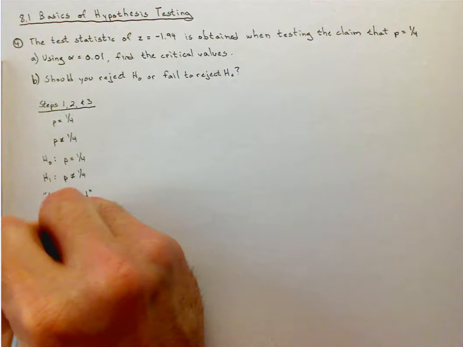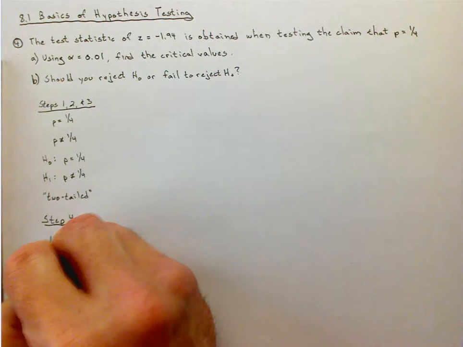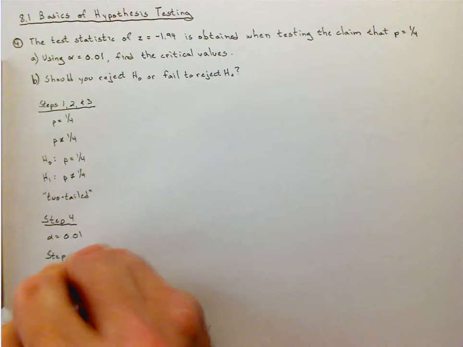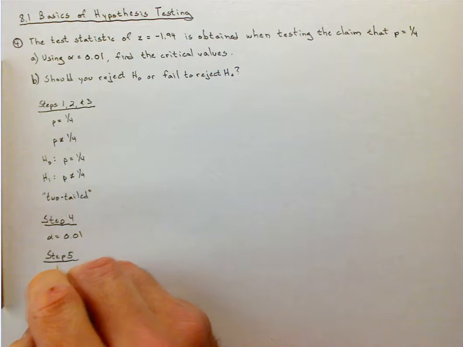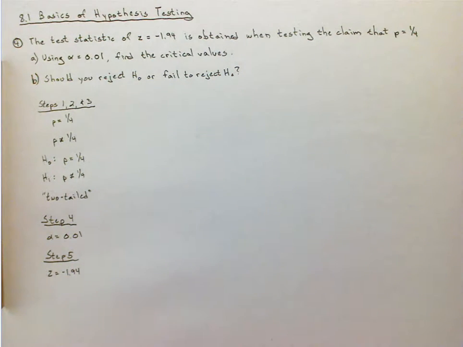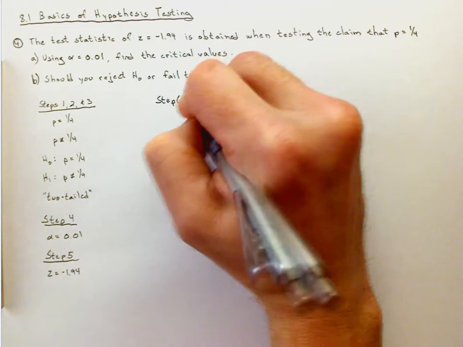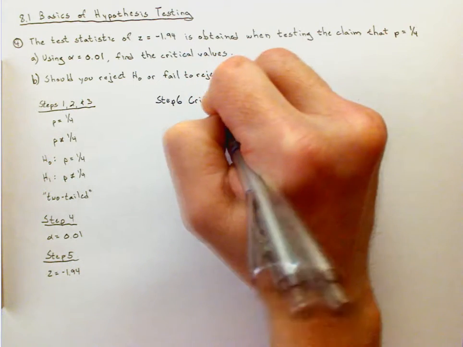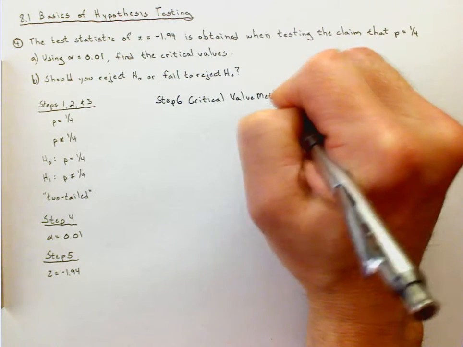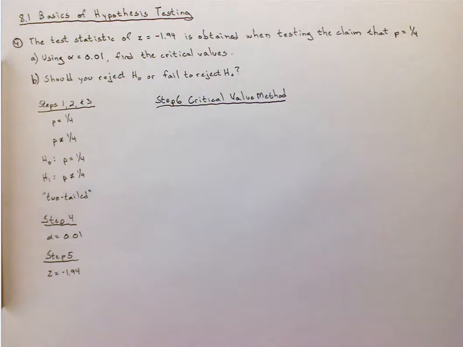That's steps 1, 2, and 3. Step 4 deals with significance. My significance level was 0.01. Step 5 deals with identifying the test statistic, and that was given to us: z equals negative 1.94. So step 6 is where we go different with this. Critical value method. Again, that's in your flow chart of your steps for how to do your hypothesis testing.